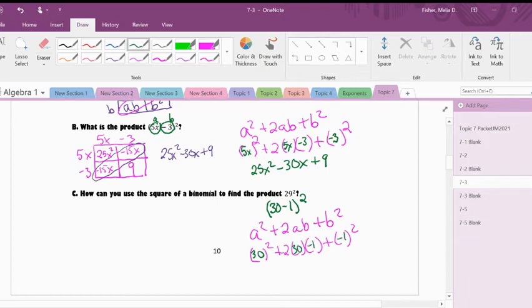So 30 squared is 900, and then 2 times 30 times negative 1. 2 times 30 is 60. That makes negative 60. And then negative 1 squared is a positive 1. So 900 minus 60 is 840. And plus 1 is 841.